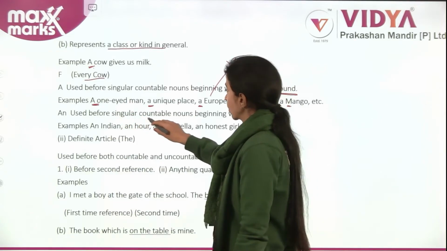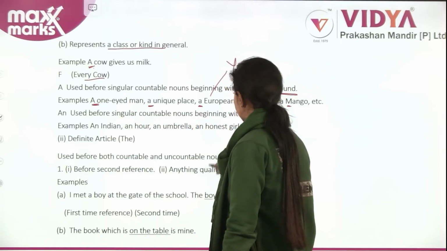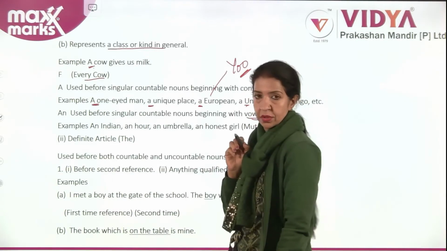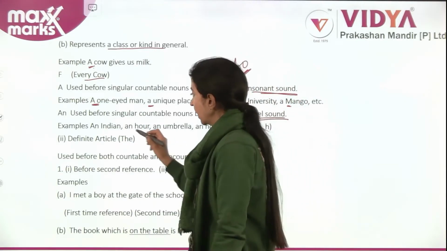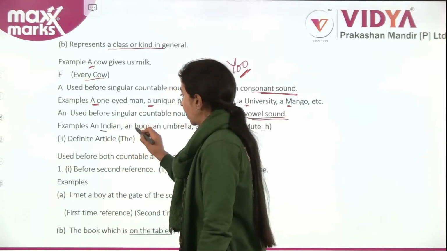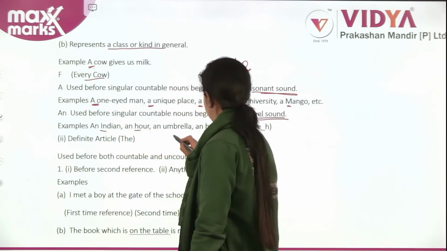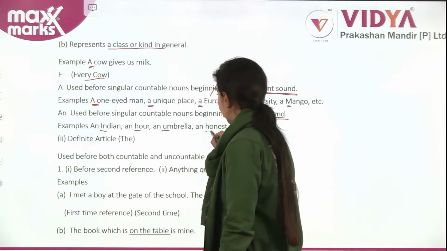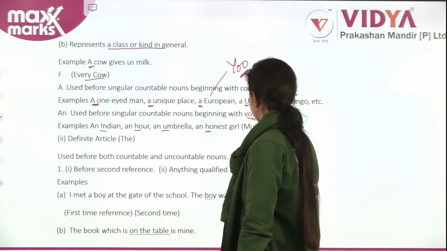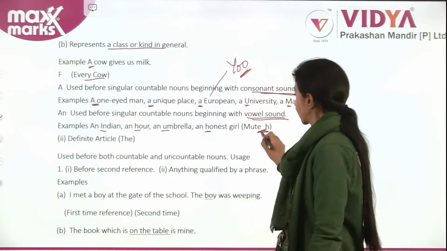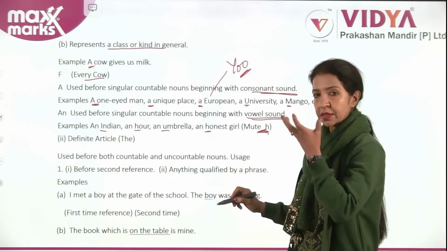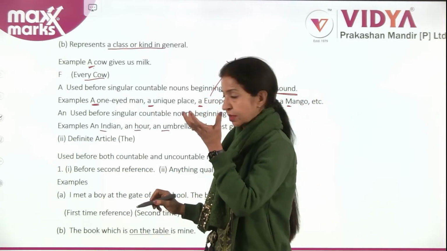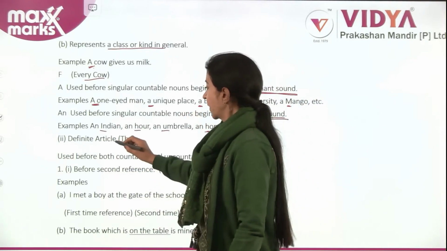An is used before singular countable nouns beginning with vowel sounds. An Indian, an hour, an umbrella, an honest. See, mute the H. The H is muted. Honest. H is silent. So, the sound is a vowel sound. Honest.